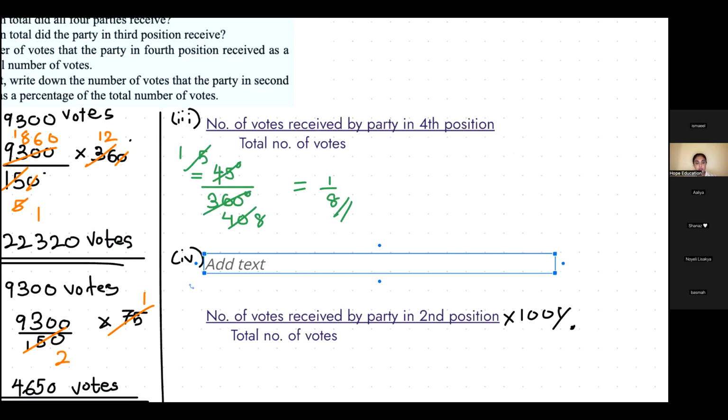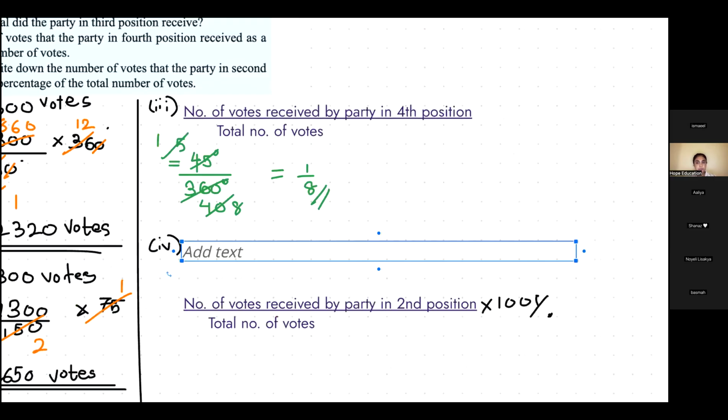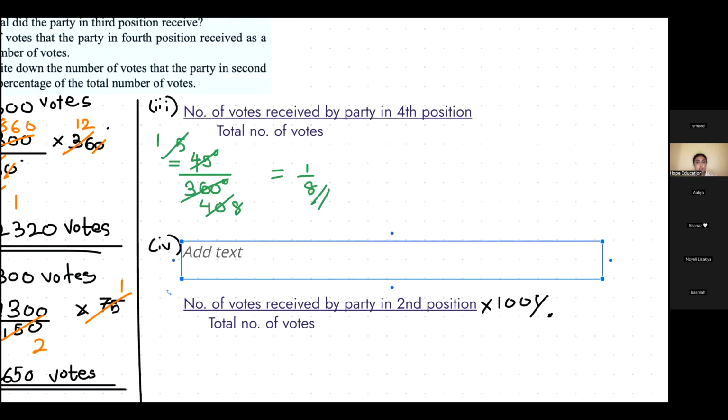150, 75, 45. 150 plus 75 is 225, plus 45 is 270. So 360 minus 270, you get 90 degrees.